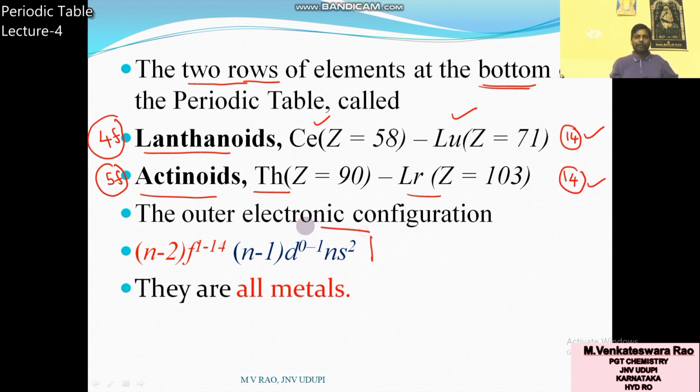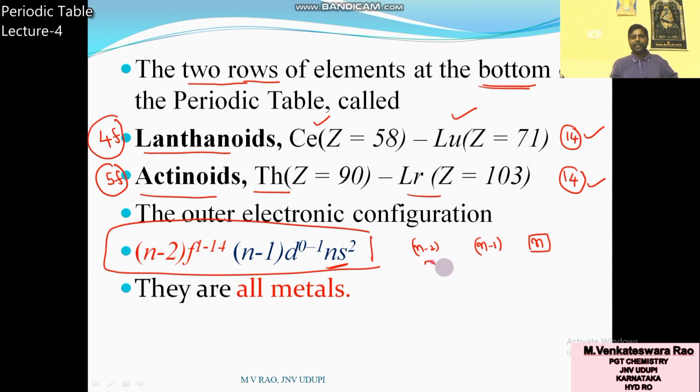Their general configuration is (n-2)f 1 to 14, (n-1)d 0 to 1, ns2. Here you can see only ns2, still n is partially filled because it needs p6. Here d 0 to 1, it has to fill up to 10. That means n-1 is partially filled. 1 to 14, so n-2. These 3 are partially filled in inner transition elements.